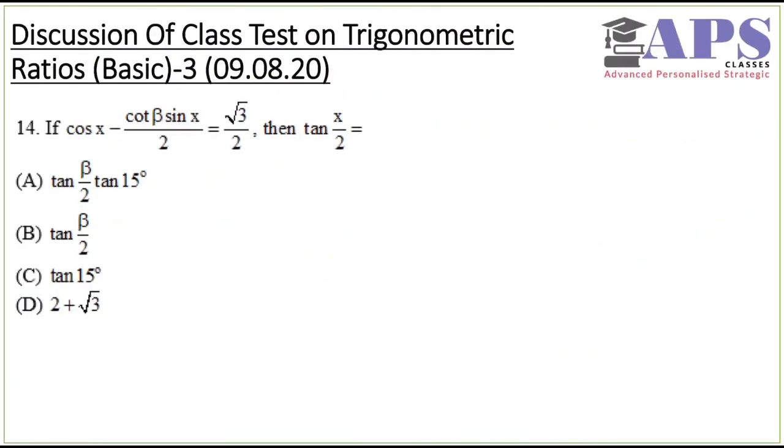In question number 14, we have to find tan of x by 2, so we can just replace cos x and sin x in terms of tan x by 2, and we take LCM also at the same time. So we will get 2 times cos x is 1 minus tan square x by 1 plus tan square x minus cot beta sin x is 2 tan x by 1 plus tan square x, and then equal to root 3, because I have taken 2 as the LCM and that is cancelled.